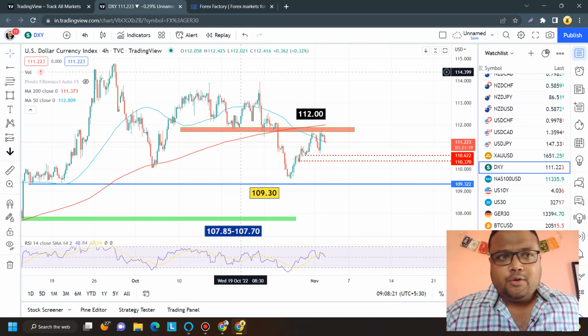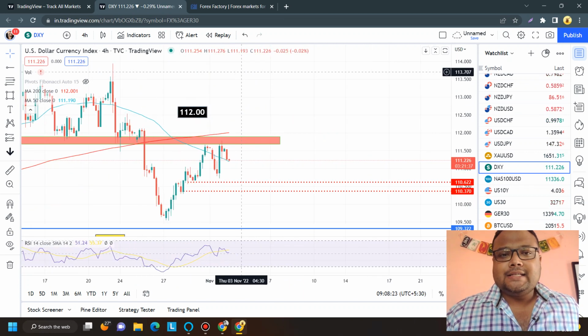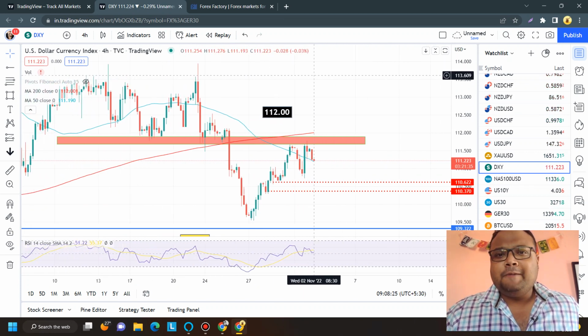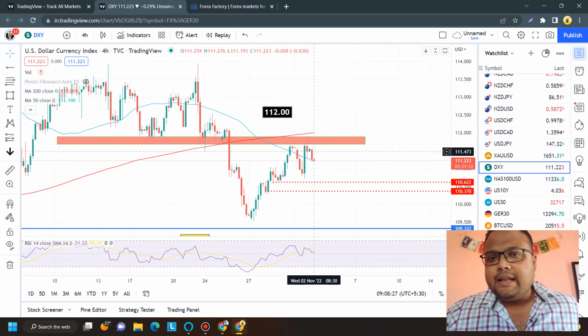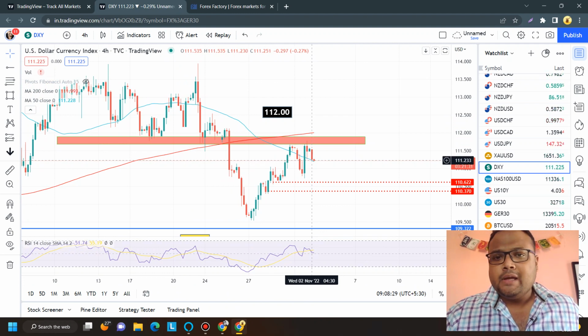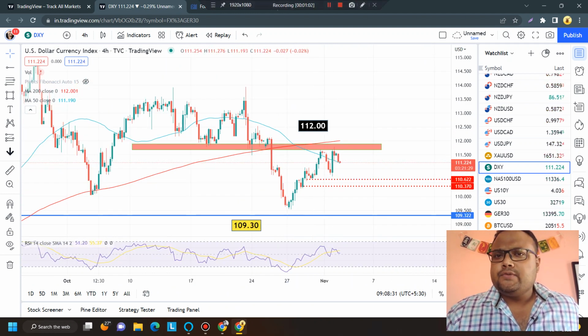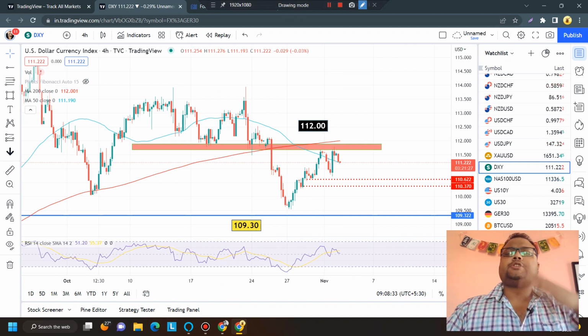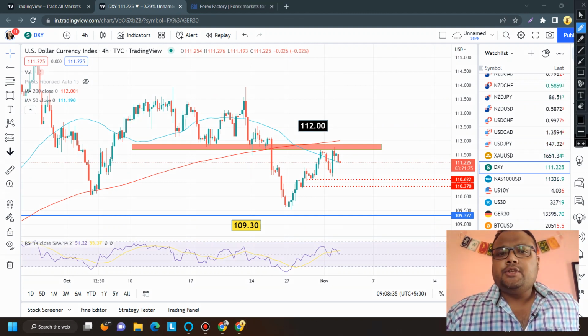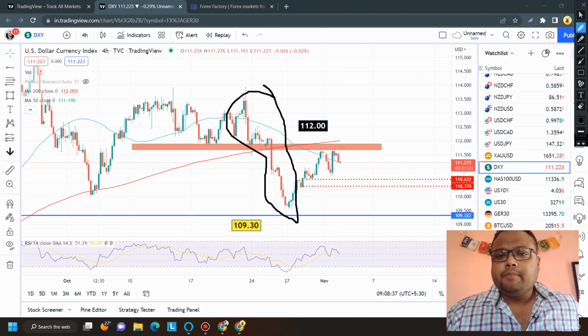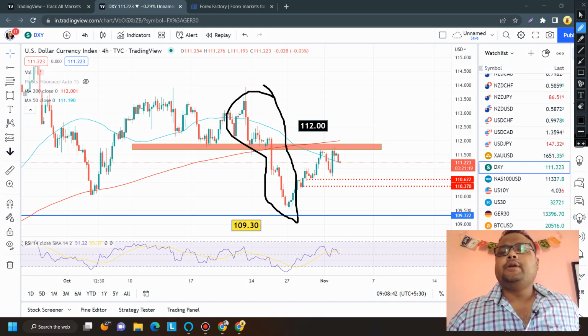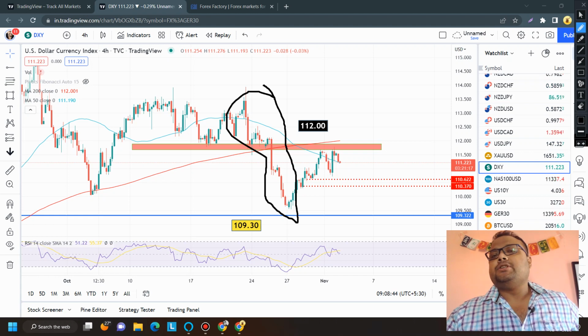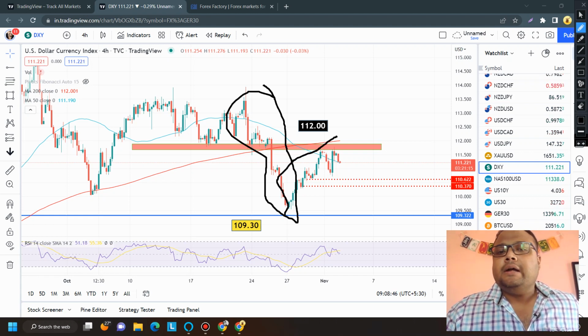At first, let's have a look at the chart of DXY, and as we can see, DXY is right now standing at 111.22. This is the current market price. As we all know, DXY was in a very strong uptrend. Then last week it showed a massive correction, but again it is trying to go up. Right now we don't have a clear picture regarding the next direction of DXY.